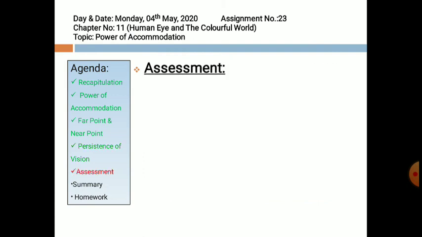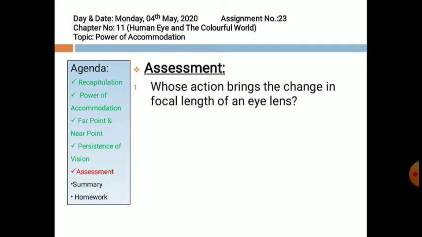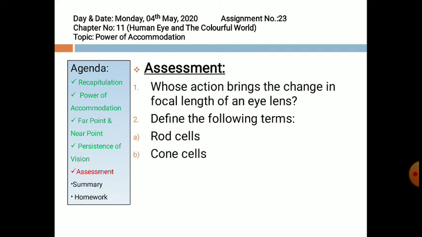So with this, we come to the assessment of today's topic. Your first question goes like this: whose action is the change in focal length of an eye lens? We all know those are ciliary muscles. Now you have to define the following terms. Your first term is rod cells. Yes, light sensitive cells which enable us to see in dim light. Next are cone cells, sensitive to bright light and causing the sensation of colors in our eyes.